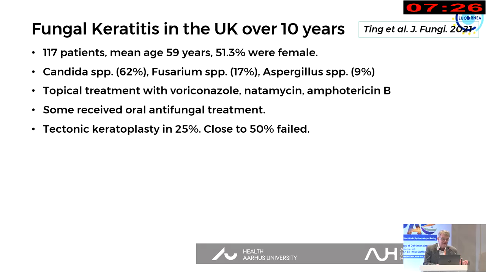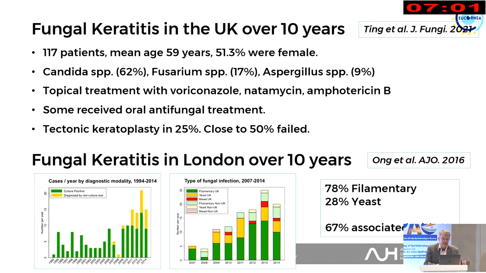In the UK, they made a bigger study in 2021, where they tried to look at all the fungal keratitis cases they could get hold of, and it was dominated by Candida species, Fusarium species, and Aspergillus species. Topical treatment included voriconazole, natamycin, and amphotericin B, and tectonic keratoplasty was necessary in 25% of the cases, and 50% of these keratoplasties failed.